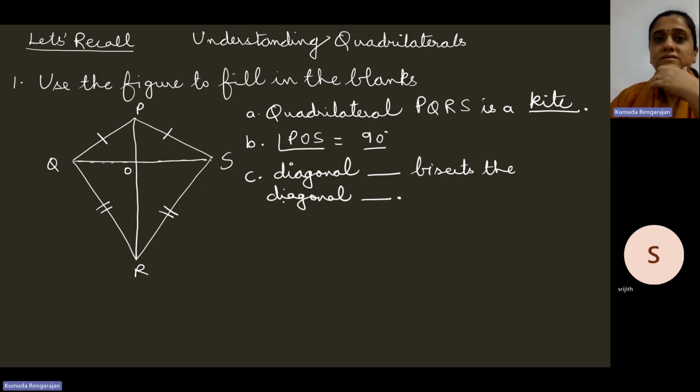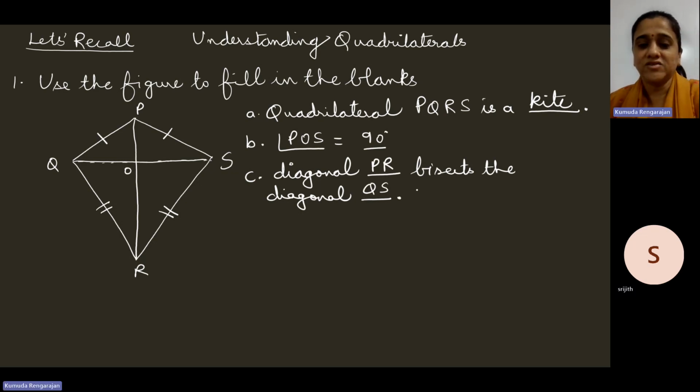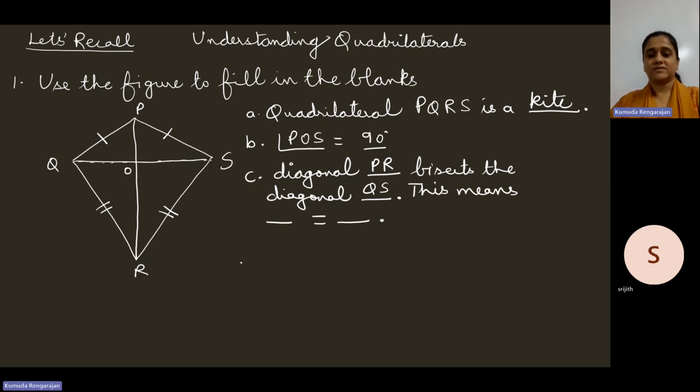Diagonal PR. Very good. Diagonal PR bisects the diagonal QS. This means what? What is equal to what? Diagonal PR bisects diagonal QS. What do you understand from this?